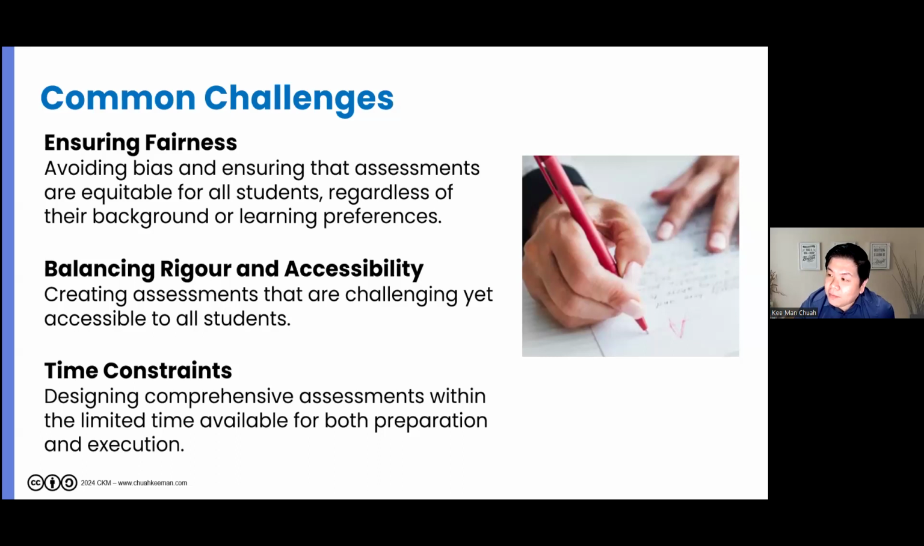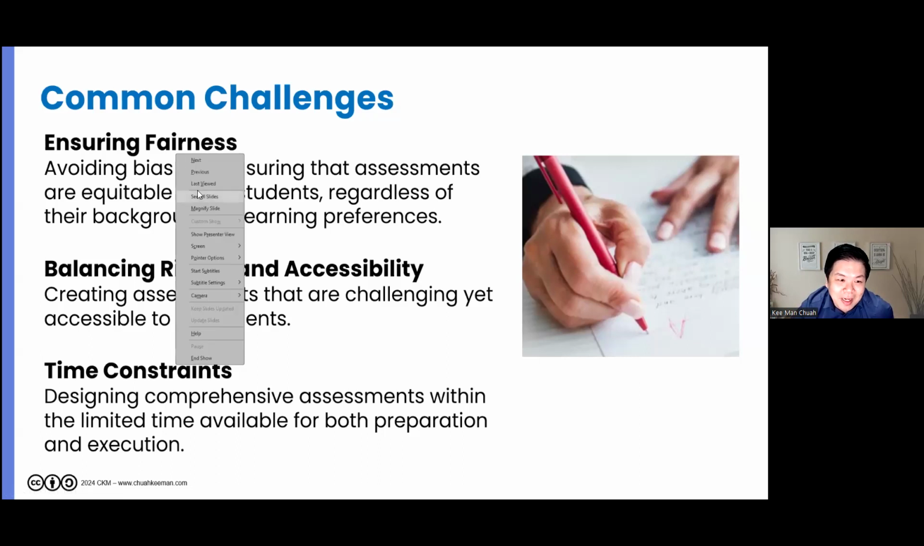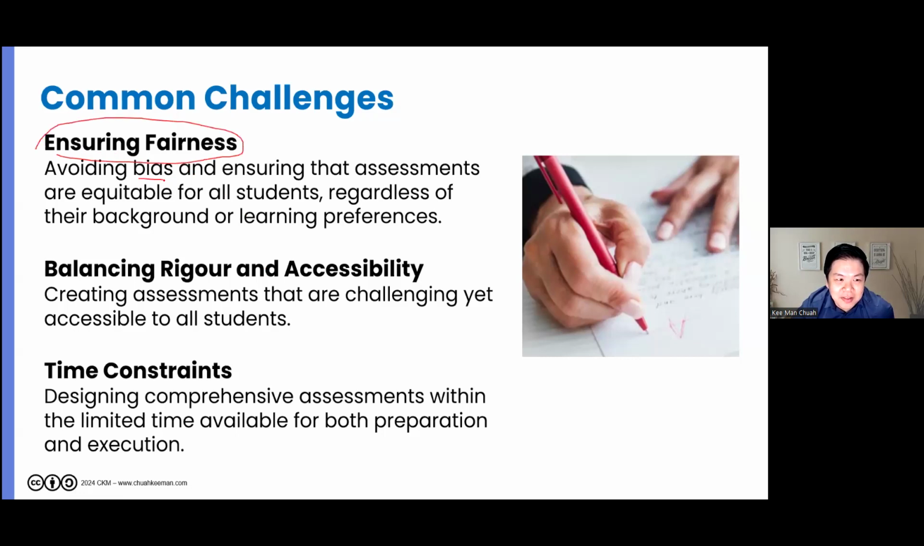So I want to hear from you very quickly now on this. How do you deal with this? Because I myself have a problem with this sometimes. Avoiding bias, even though you have rubrics, even though you have a marking scheme, the tendency for us to be biased is there, especially when we see something that we like. It could be a topic, it could be the layout, it could be the color preference, it could be the person behind it, right? And all these factors.